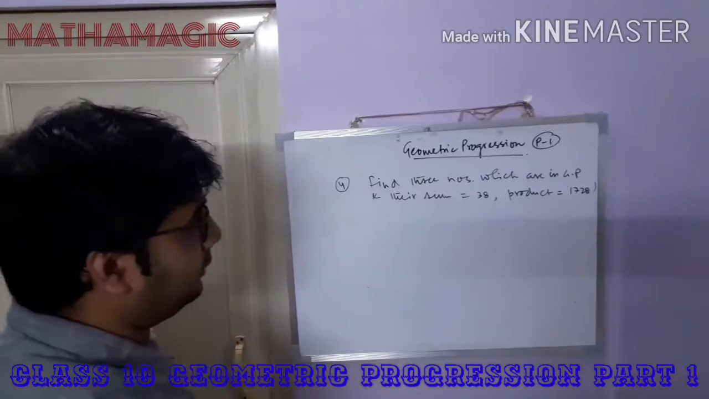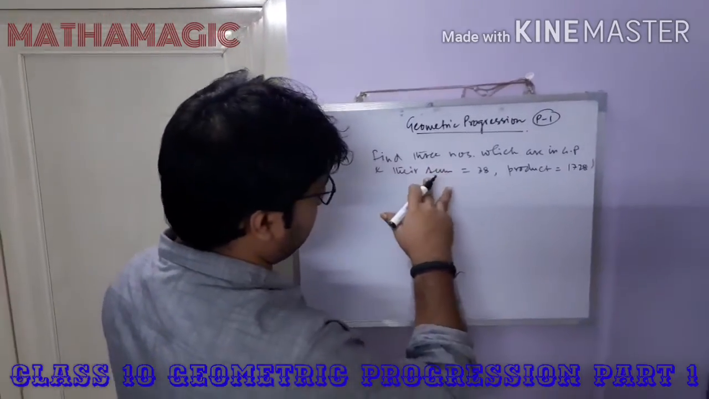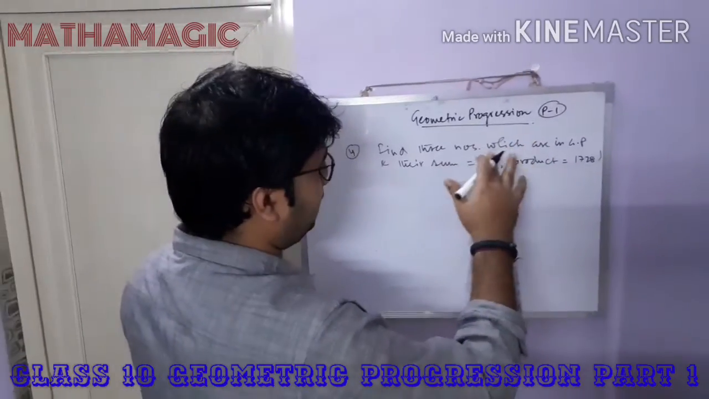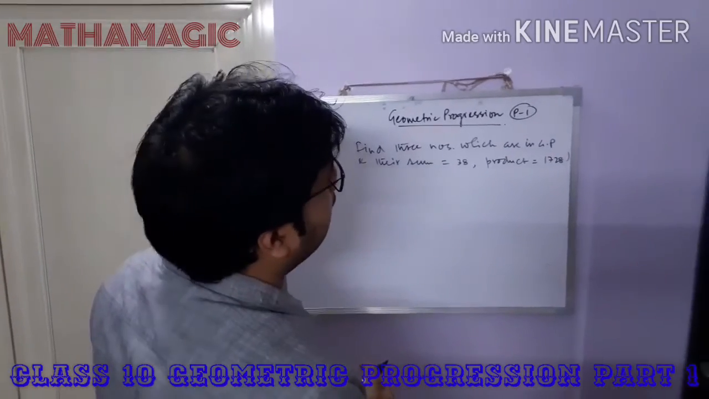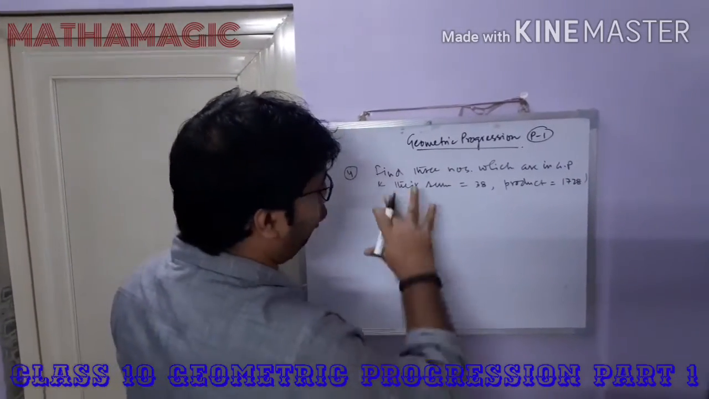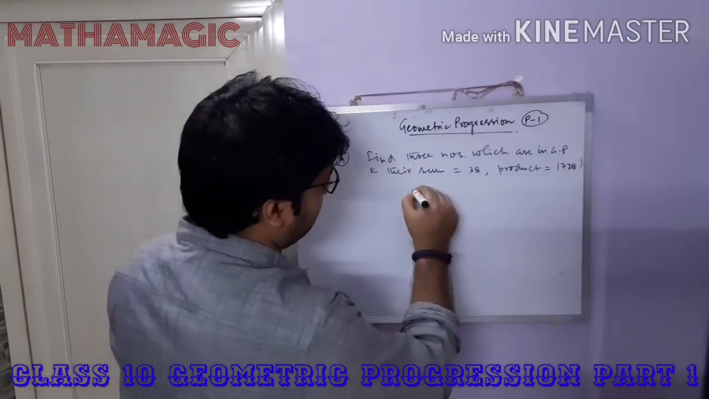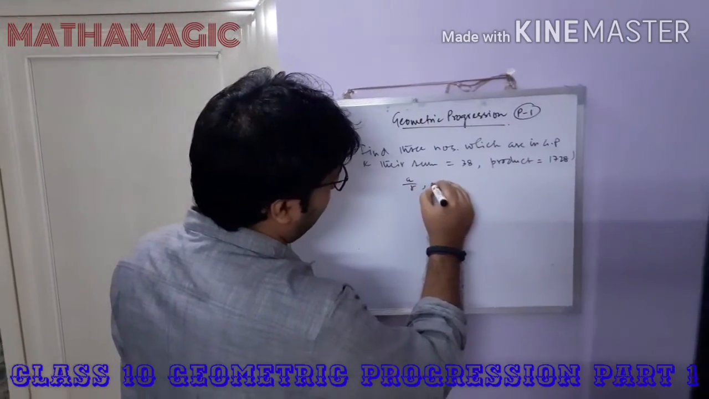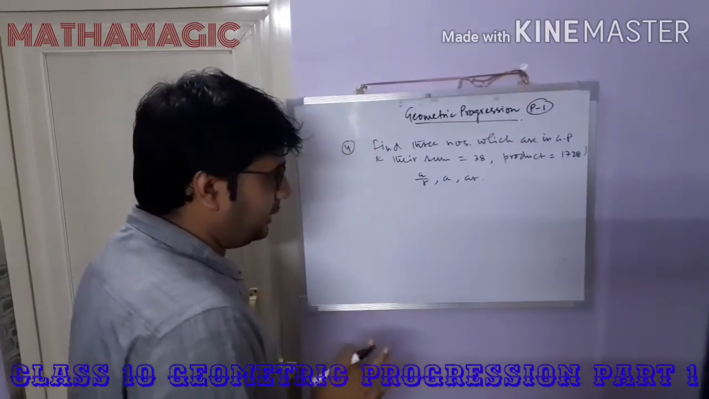We need to find three numbers that are in GP, where the conditions given are that the sum of those three numbers is equal to 38 and the product of those three numbers is equal to 1728. So in order to solve this kind of problem, we'll take three numbers which are in GP as a by r, a and ar. Just try to understand.